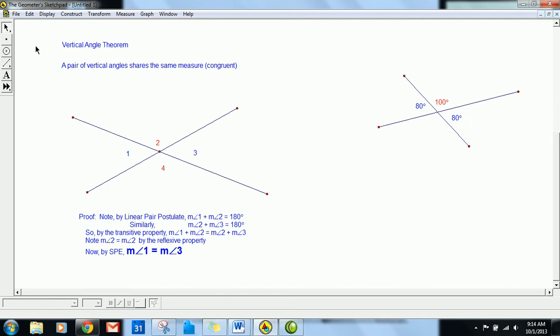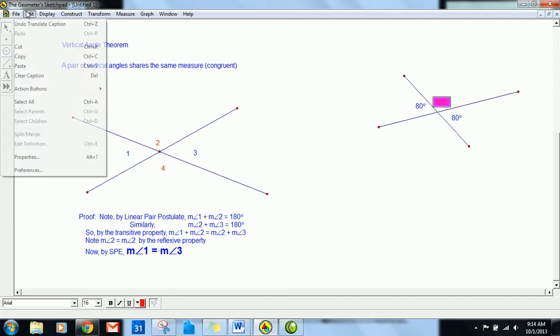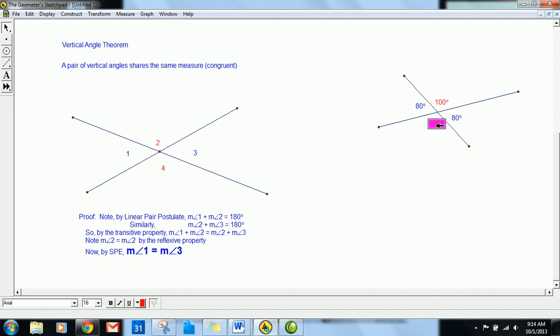Right? The last angle we need is this missing fourth angle, and we can use one of two ways to get that. We can use supplements, the supplement to 80, or we can use the vertical angle theorem, 100 by the vertical angle theorem. So I'm going to just copy that, paste it, and by the vertical angle theorem, both these angles are 100. They have to be the same as well.